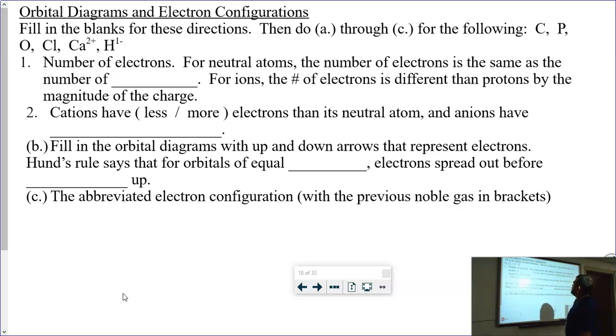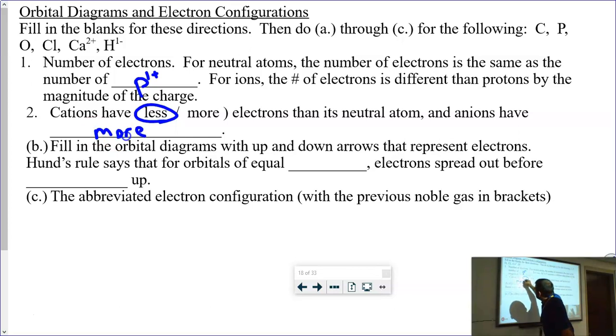Number of electrons. For neutral atoms, the number of electrons is the same as the number of protons. I'm going to use P1+ for a proton. The 1+ implies that protons are positively charged. For ions, the number of electrons is different, and there can be more or fewer electrons. We don't change the number of protons, we only change the number of electrons to make an ion. Cations have fewer electrons than the neutral atom, and anions have more. Cations are positively charged, so we've lost electrons. Anions are negatively charged, so we have gained electrons.